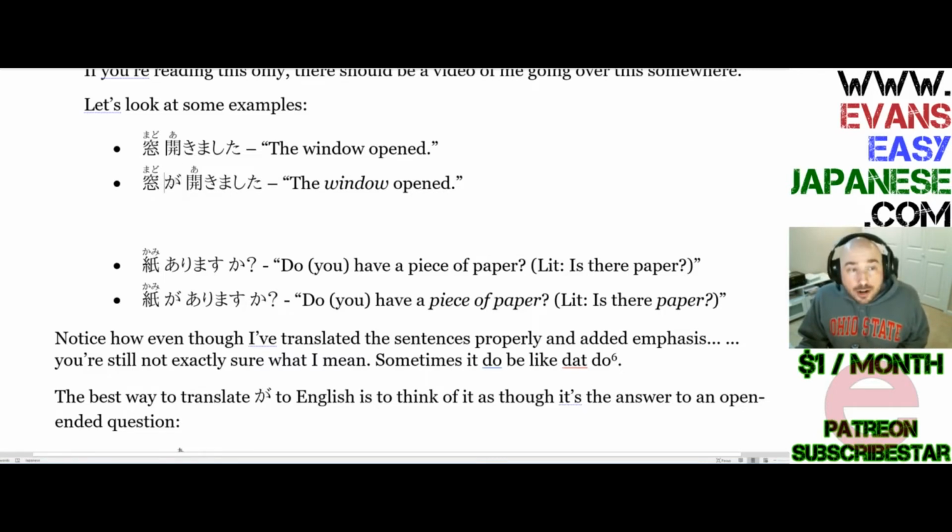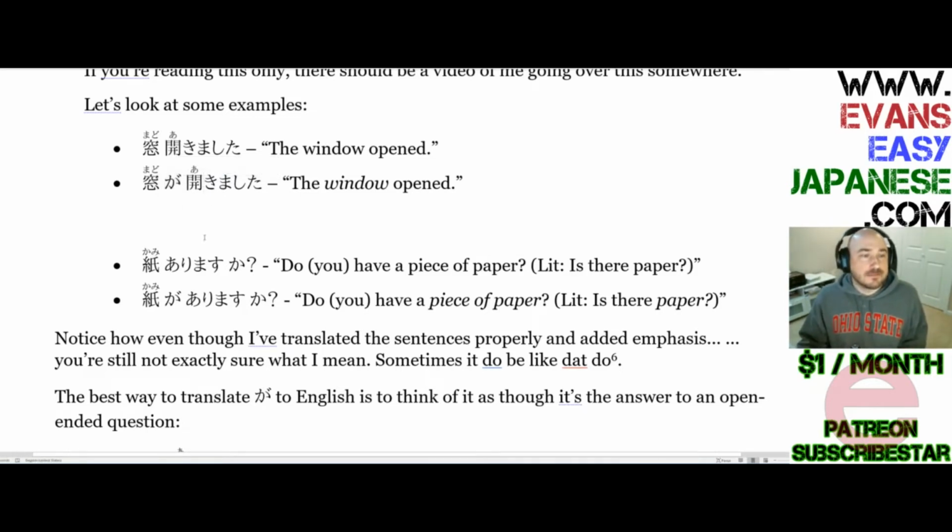If it were a wa particle, it would be putting the emphasis on akimashita. But with the ga particle, we're focusing on the mado. With a wa particle, we'd be focusing on the akimashita. And without a particle, it's just a plain old boring sentence. So no particle: the window opened. With a ga particle, the window opened. With a wa particle, the window opened.